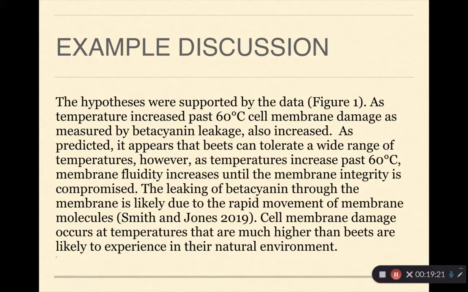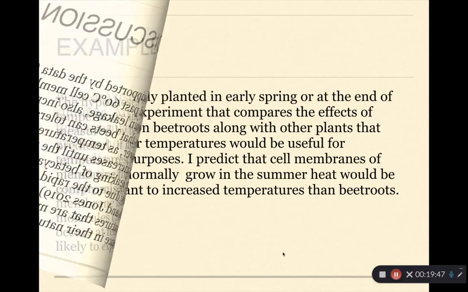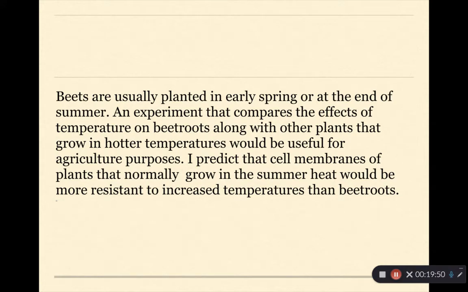The leaking of beta-cyanin through the membrane is likely due to the rapid movement of membrane molecules. Give a citation for that, because that's making a pretty strong statement. So Smith and Jones, 2019, have already reported on something like this. Membrane damage occurs at temperatures that are much higher than beets are likely to experience in their natural environment. Okay? So some examples there.